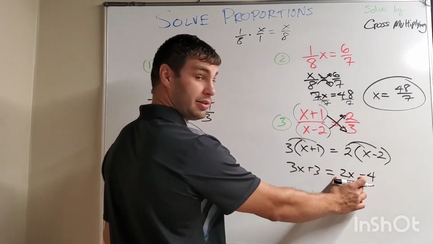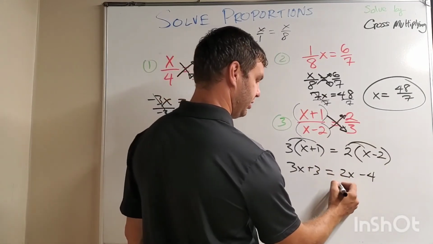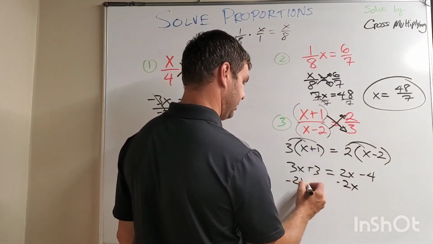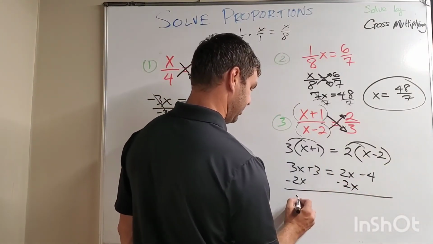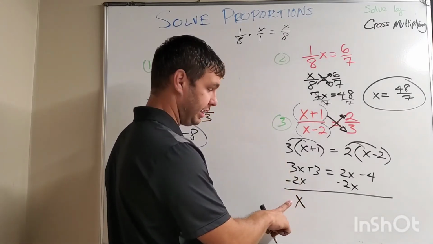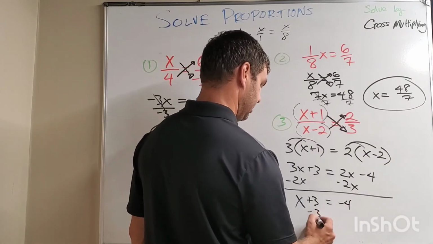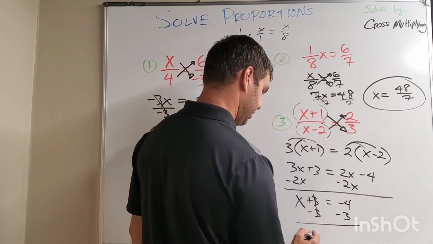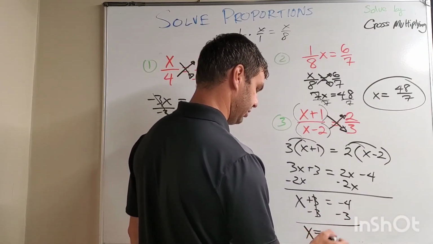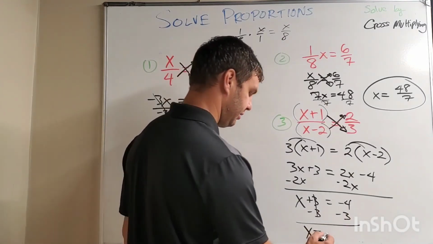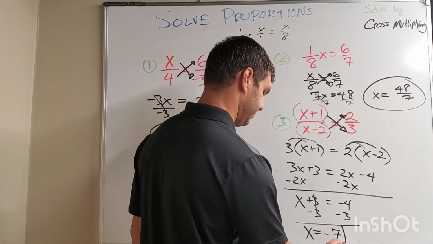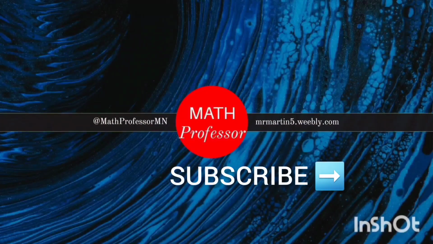Here, my smaller variable, I like to move that one over, which is 2x. Move it by subtracting 2x on both sides. That gives me 1x, or I can just write x plus 3 equals negative 4. Subtract 3 from both sides to get our x all by itself, and x equals negative 4 minus 3, negative 7.